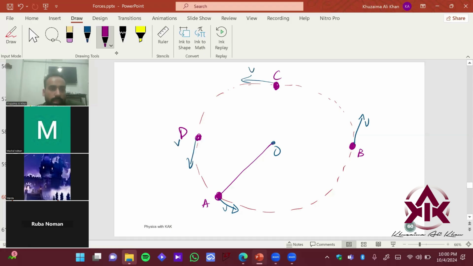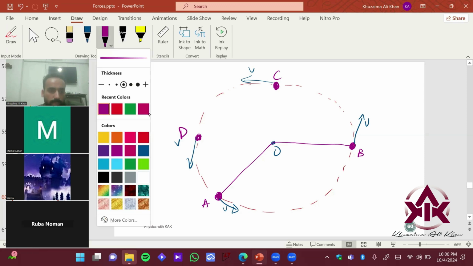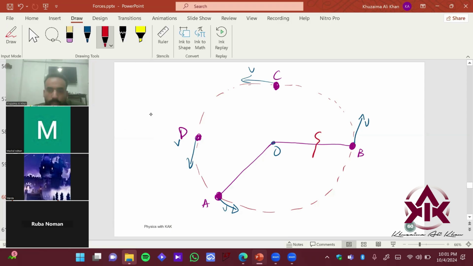Let's say the string broke at this particular point. Now the string broke here. Let's say you are moving at a very high speed, and the string tension was not able to hold the string together, right? So the string breaks from here. You guys said it would go in this direction, but it would not go in this direction. It would go in this direction, until and unless an external force acts on it to change its state. Does that make sense?